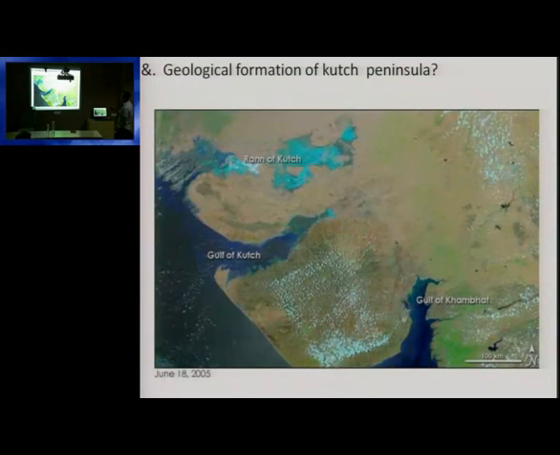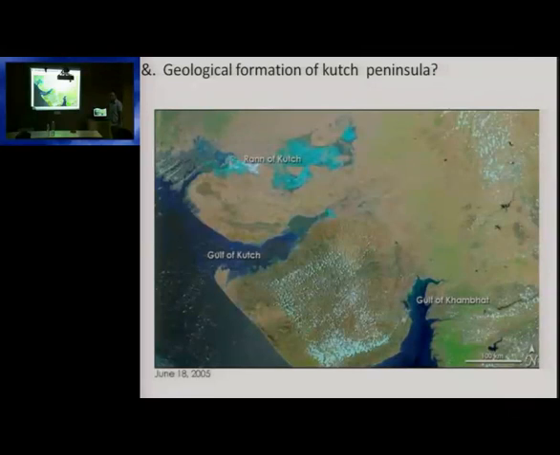Geological formation of Kutch Peninsula. Kutch Peninsula was an island before. It was not connected with the rest of India, this peninsula. So what is the geological formation of Kutch Peninsula? There was one very important river here, the Indus River. Because of sedimentation and deposition, they built a bridge between continental India and this peninsula, and it has become a continuous region.